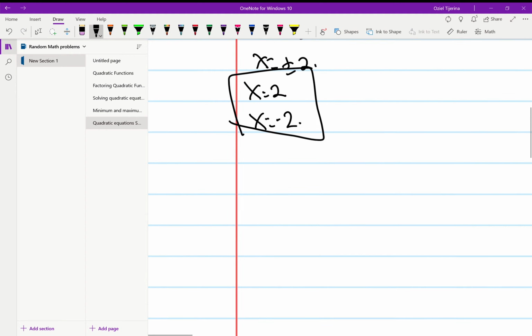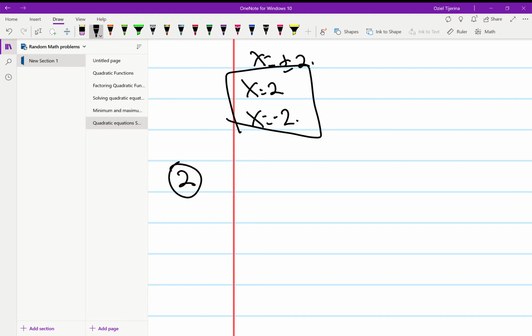Okay, let's do another one. So another one that I want to do, give me 1 second. So I'm going to try to do a kind of a different one. Let's try to do 2x squared plus 14 equals 70. Okay.